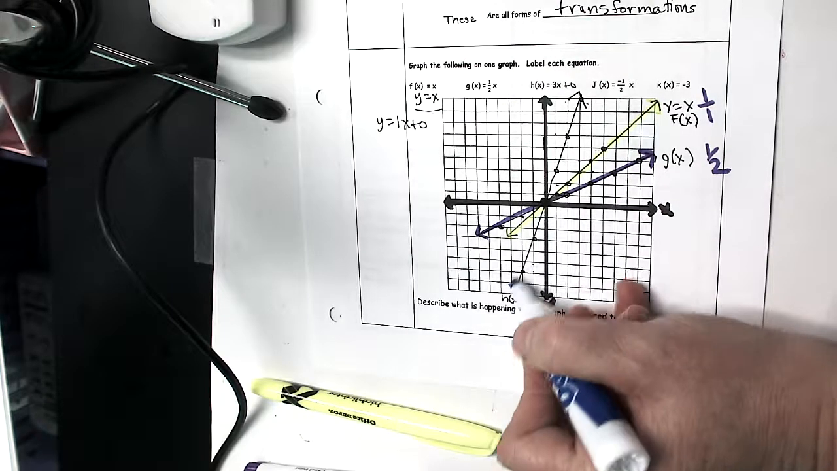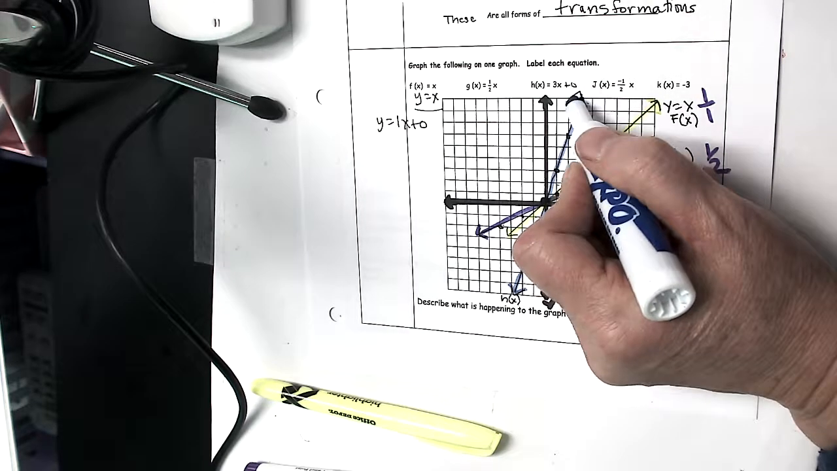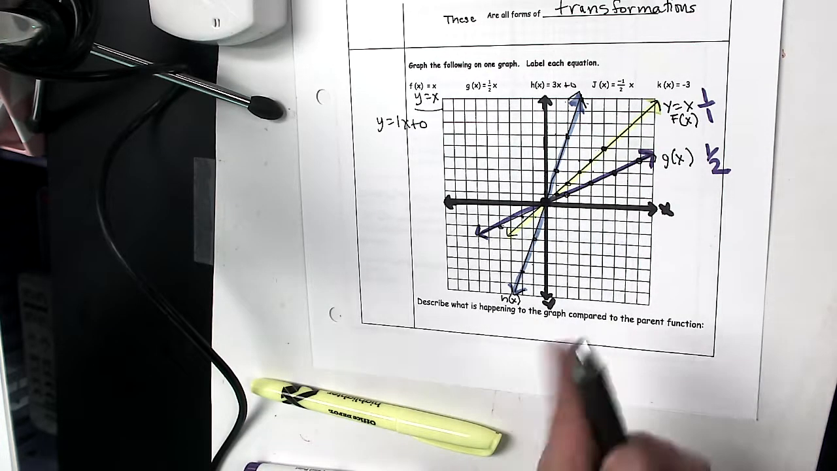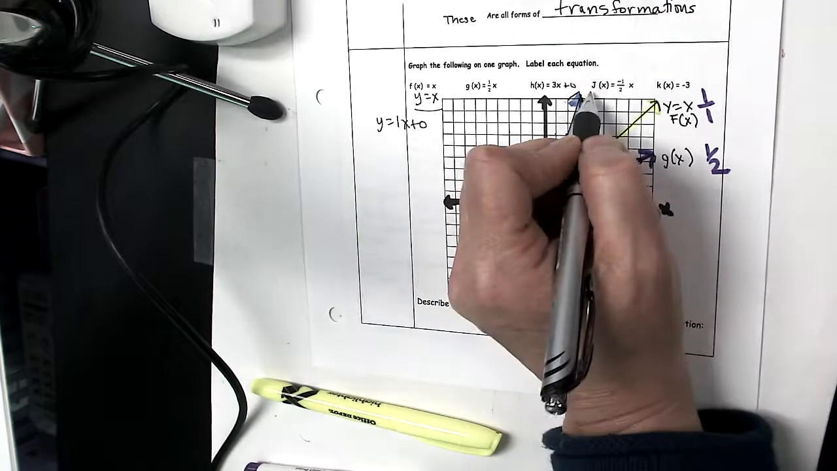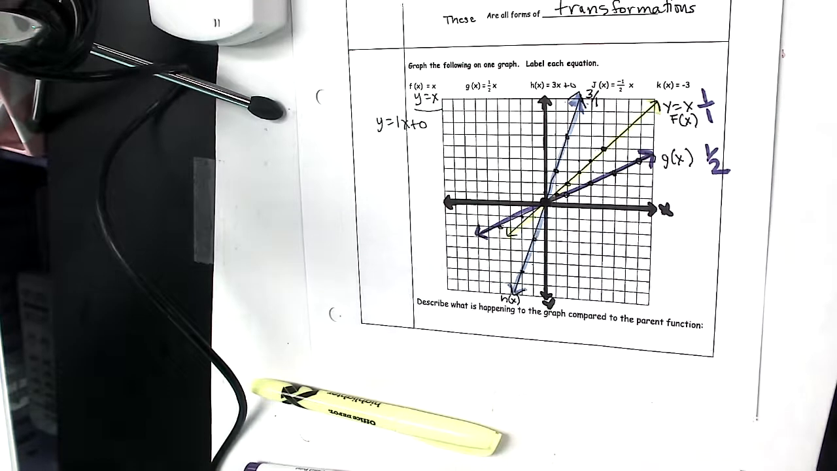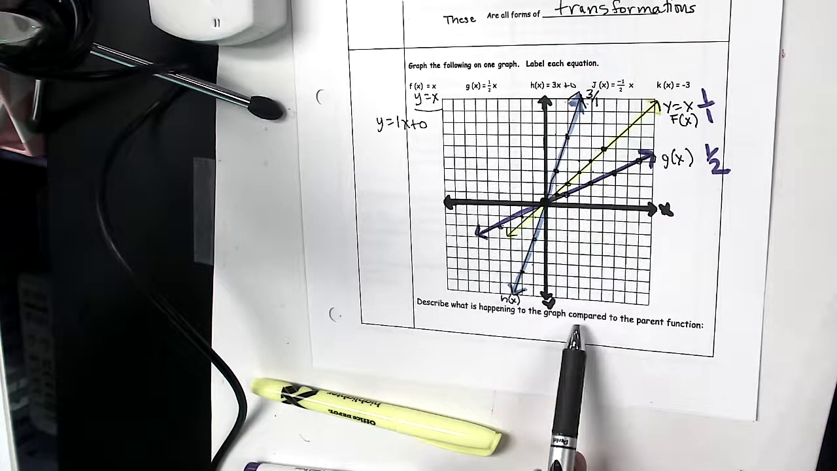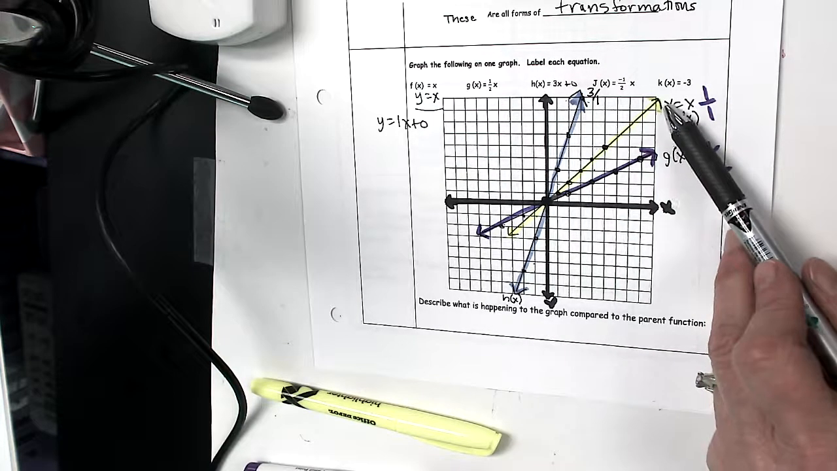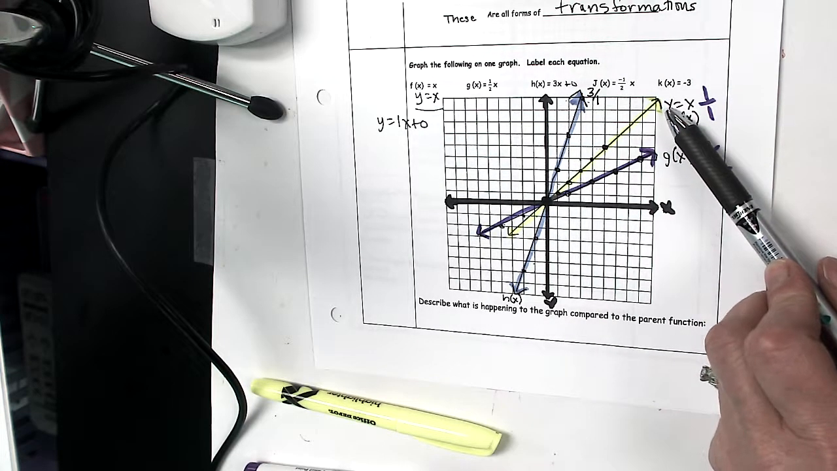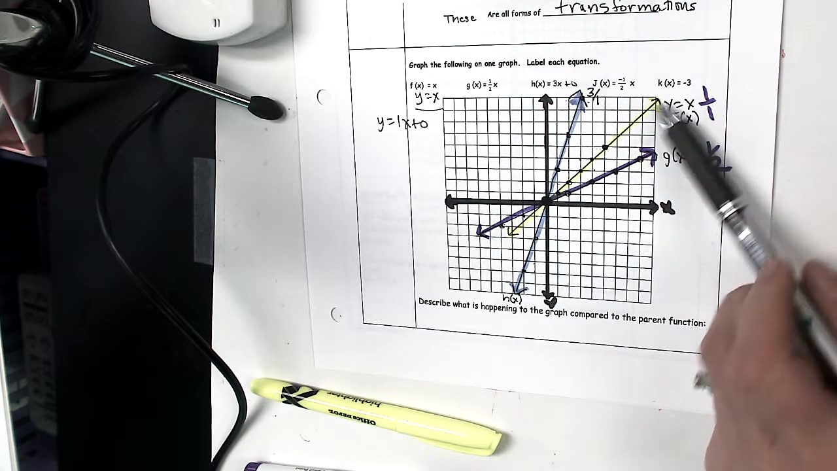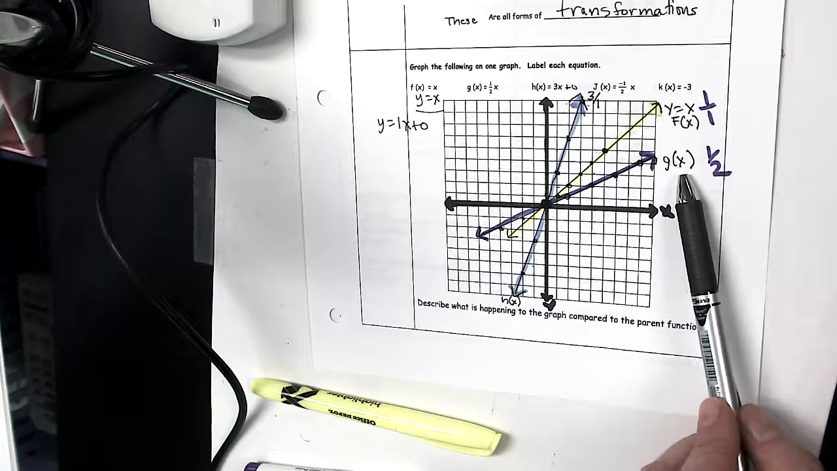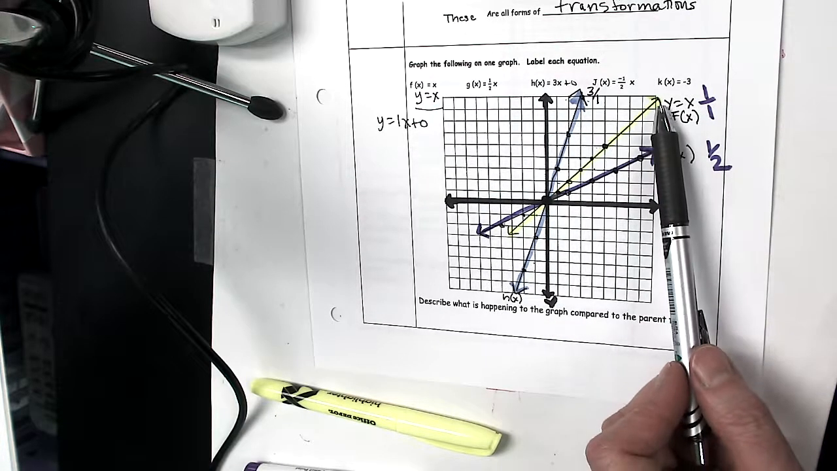All right, describe what's happening to the graph compared to the parent function. So looking at the yellow one, sorry, if you need to go get some water, go get some water. Okay, all right, ready? So compare h of x and g of x to f of x. What's happening? What's happening with the slope? Anybody help me out with it? Go ahead, Parker. Is it going up? The slope is, use a mathy word.